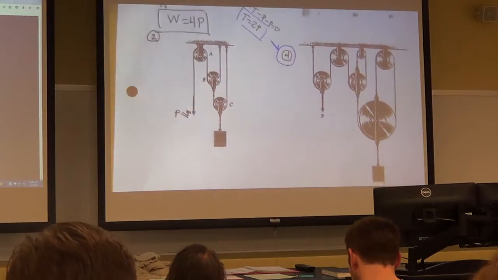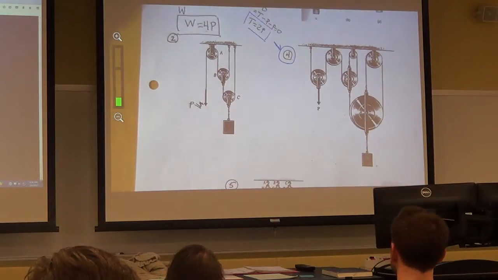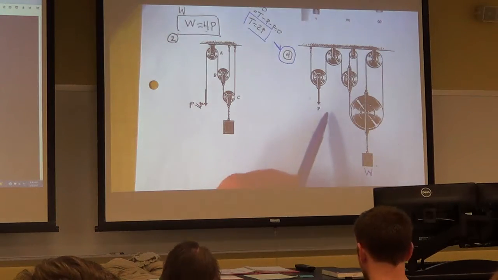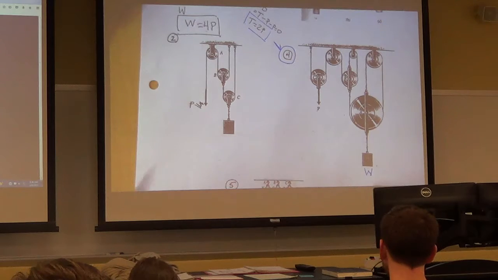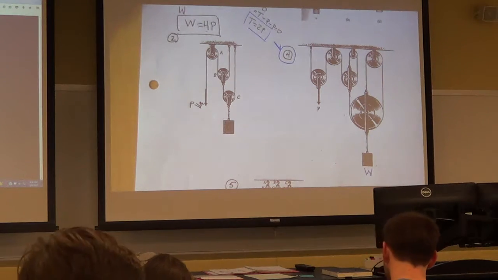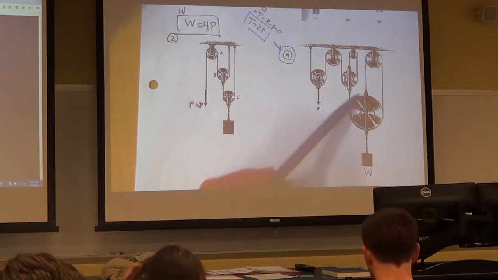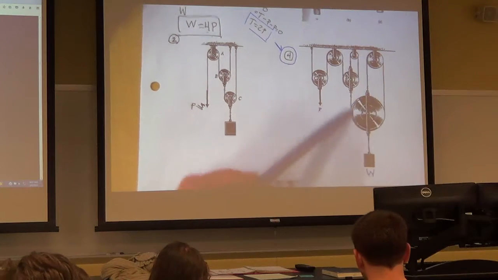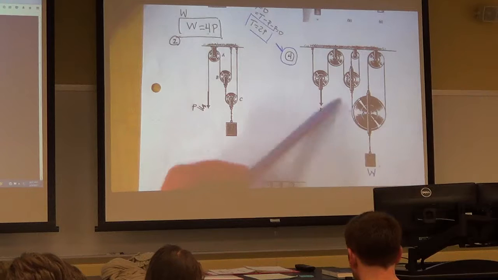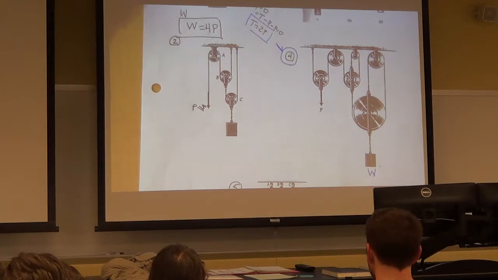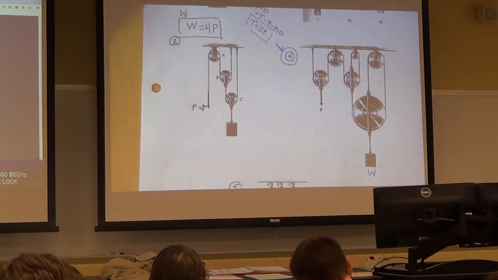Okay, so now I want you to do number 4, and you can work with the person next to you. In this case, take a look. You could either start from P or W, wherever you want to start. Actually, you can start from either place. Okay, so find the relationship between P and W.